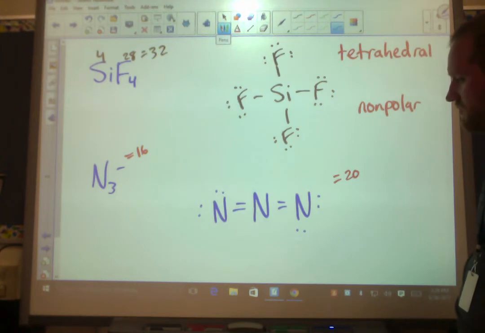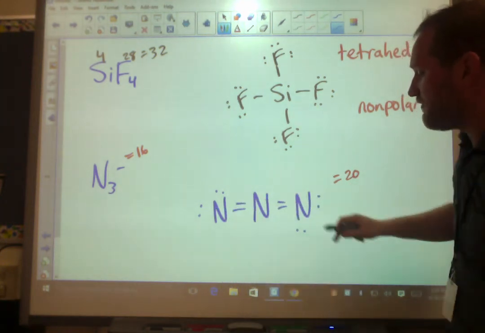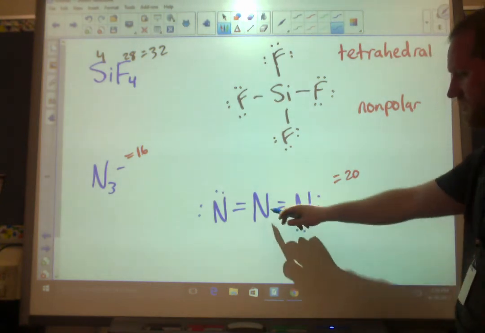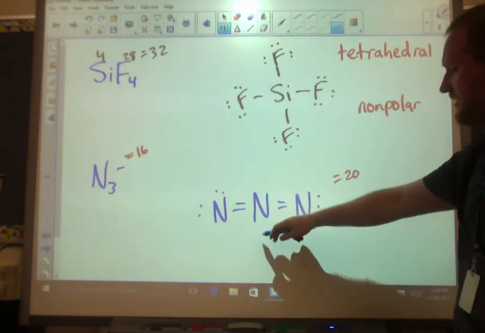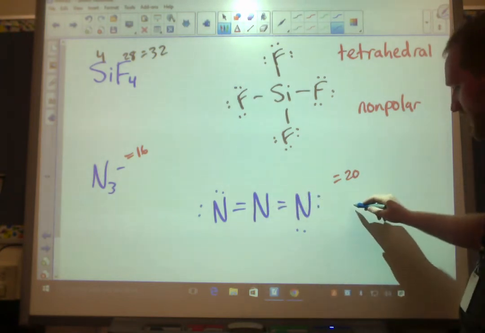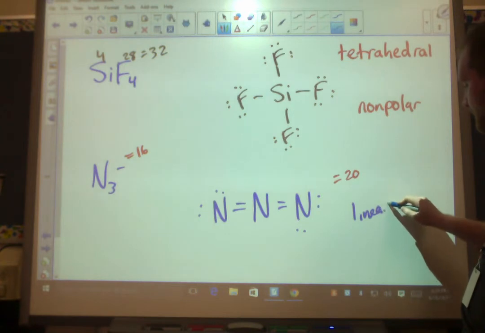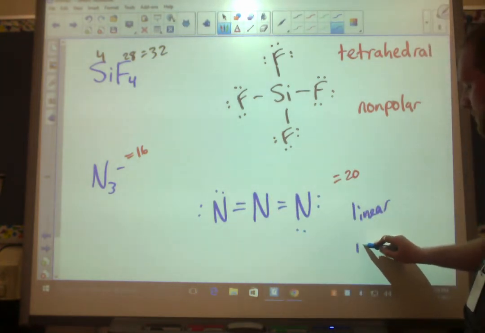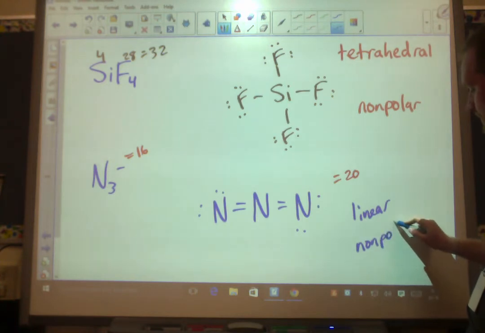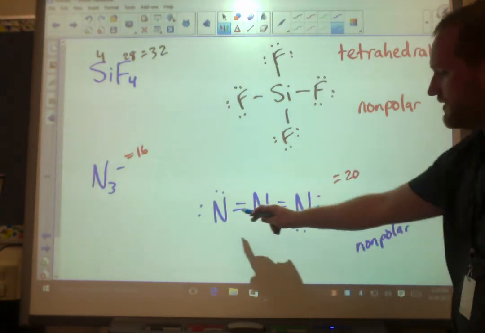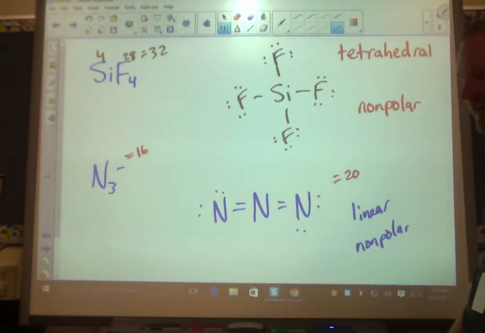Okay? So let's think about what this geometry is. We have 2 branches coming off. So this is either going to be linear or bent. Well, look at the central nitrogen. Does this have any lone pairs? No, meaning it's straight across, meaning it's going to be linear. Linear, and because the 2 branches are the exact same element, this is going to be non-polar. Okay? The only way linear is going to be polar is if one of these is different. So this is definitely going to be non-polar.